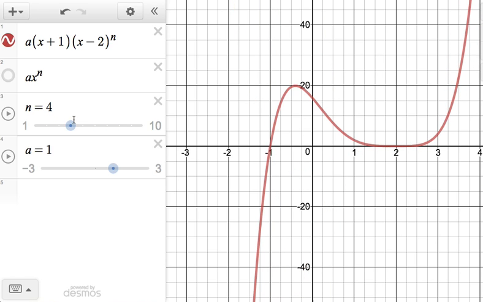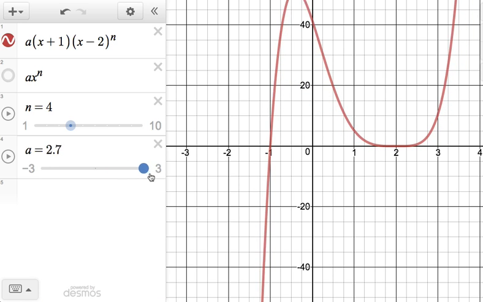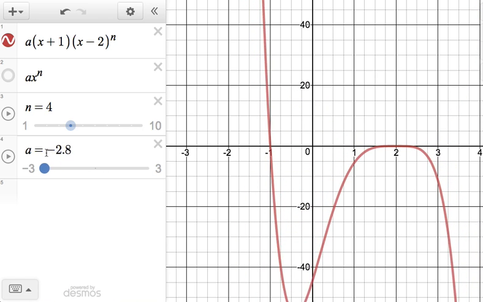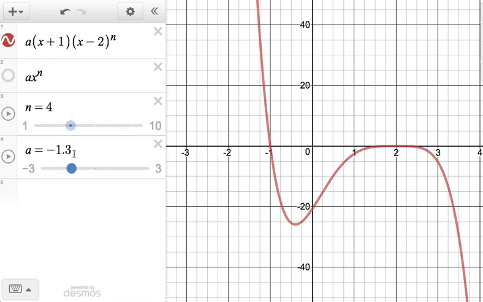Okay, so let's go back to the fourth there. And if we change a, watch what happens again. Just stretches vertically, shrinks vertically, flips upside down. Now just remember, if you have a negative a value, it always goes down on this side. Because watch, see how it's going down here? It's always going to go down on a negative a value. On this side, it flips back and changes.